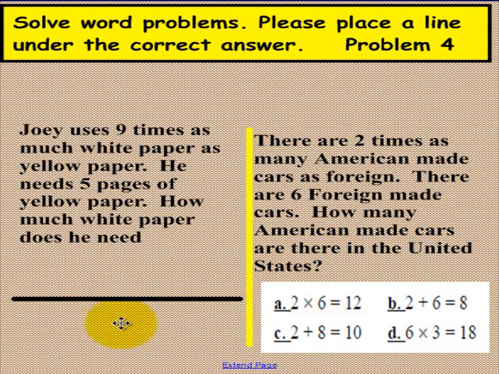Okay, let's look at the first one. Your answer should have been 45 sheets of paper. 9 times 5 is 45. And over here, if we have twice as many, it would be 2 times 6, or 12. If your answers matched ours, that is remarkable.